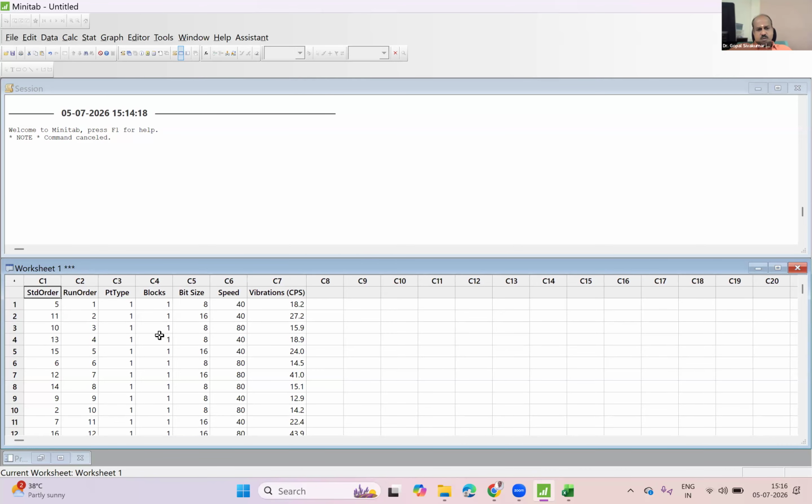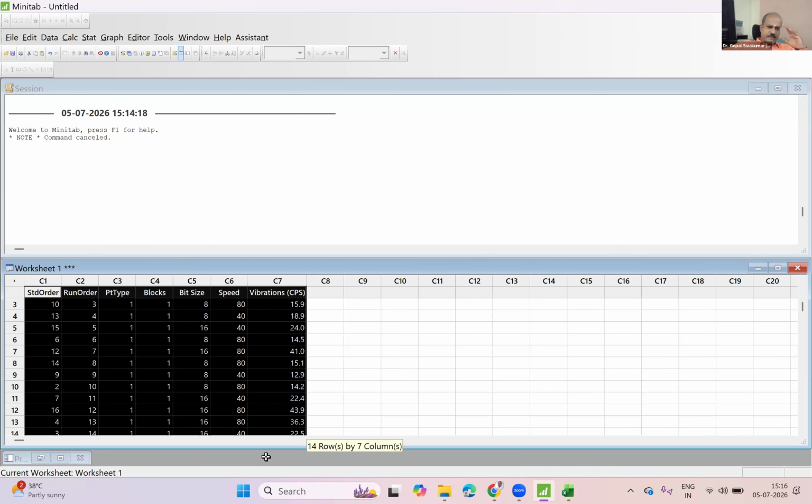Keeping just one block is another way of ensuring your block is homogeneous. We are not conducting the experiment at different timings. Everything is done under the same conditions within the same day. So that's why block is one. If block is one, then there is no issue with the blocking. So now I just copy pasted everything.